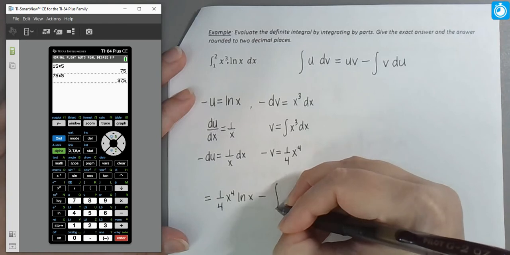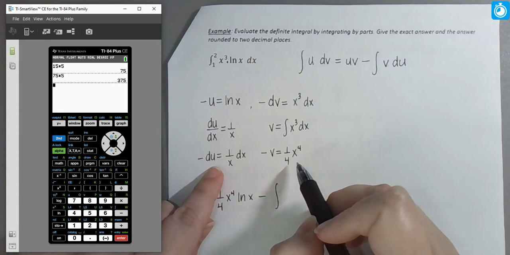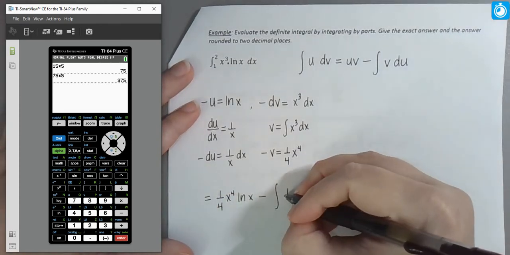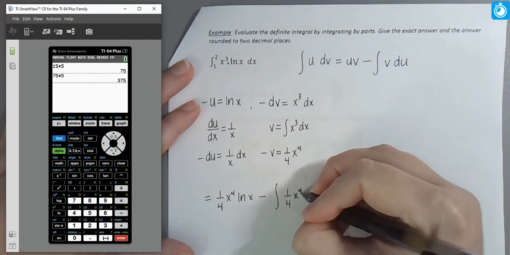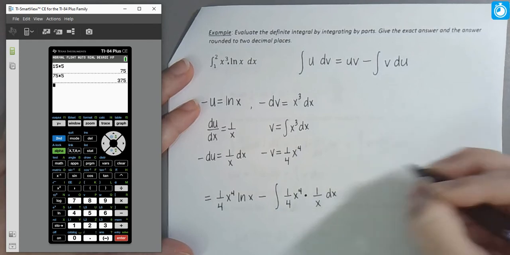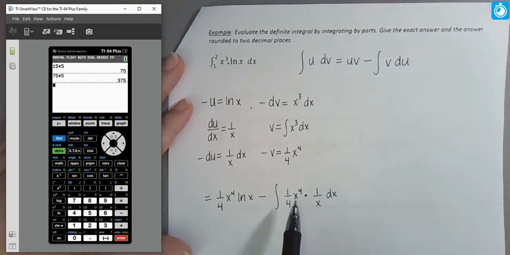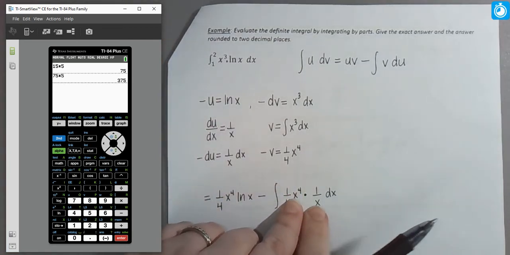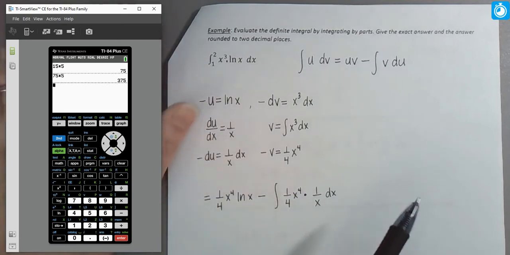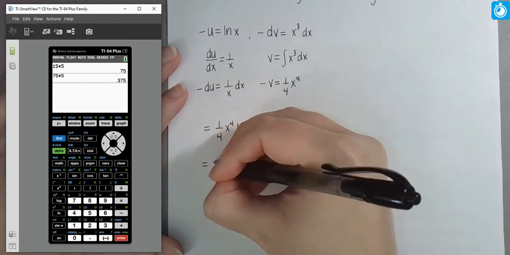Okay, minus the integral of v du. So v is going to be 1/4 x to the 4th, and then du is going to be 1 over x dx. Now we've encountered a problem kind of similar to this one before. That's a good indication. Notice we just have terms involving x. We don't have any nested functions. We have x on top and x on the bottom, which means we're going to have something that simplifies and cancels out. So let's simplify down what's left as that integrand, and then we'll see if we can integrate from there.